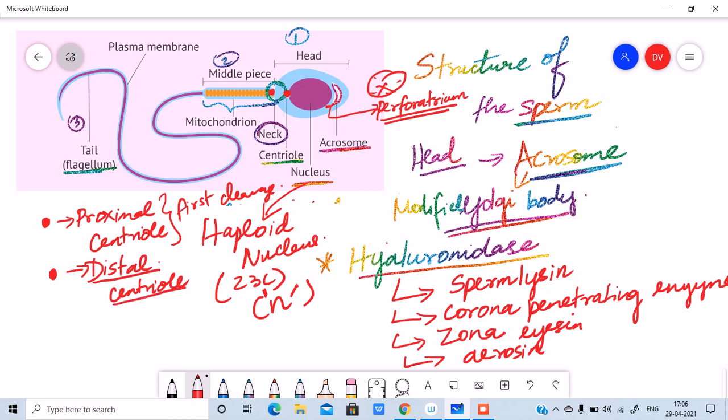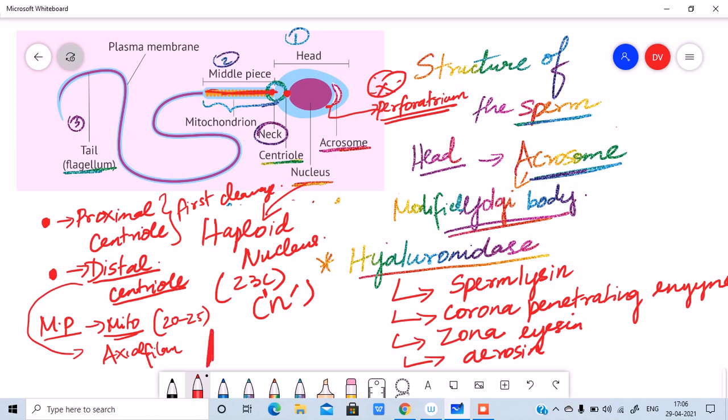Guys, can you see the middle piece, and what is that structure there? The middle piece actually consists of mitochondria. If you ask me how many mitochondria will be there, there will be around 20 to 25 mitochondria in the middle piece. Now guys, this distal centriole divides and forms an axial filament. So that filament is actually formed by the distal centriole.